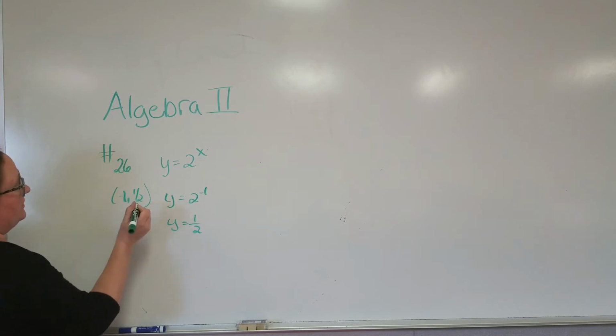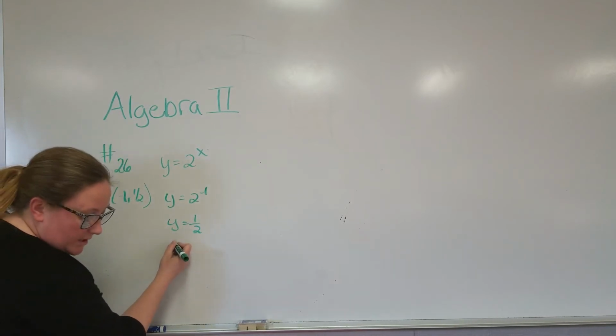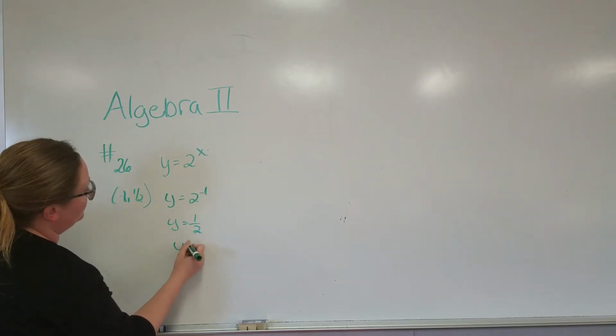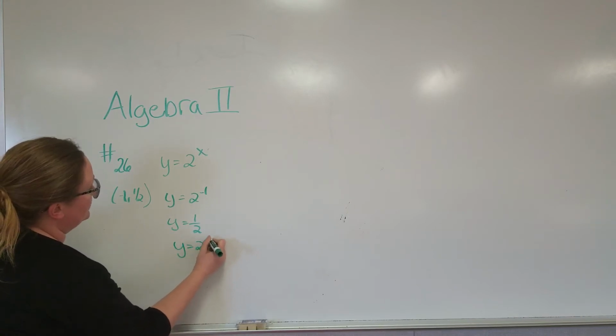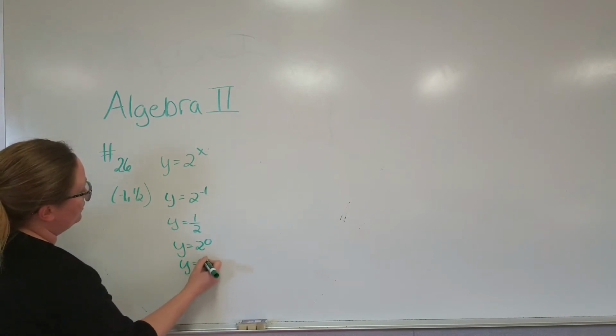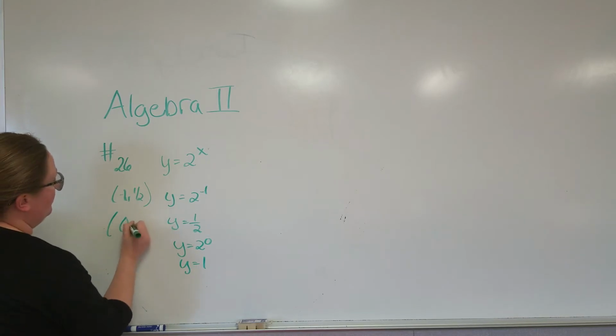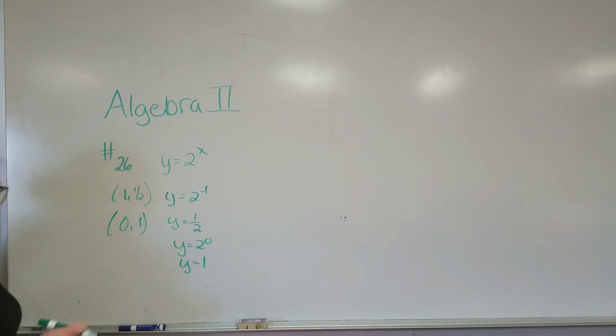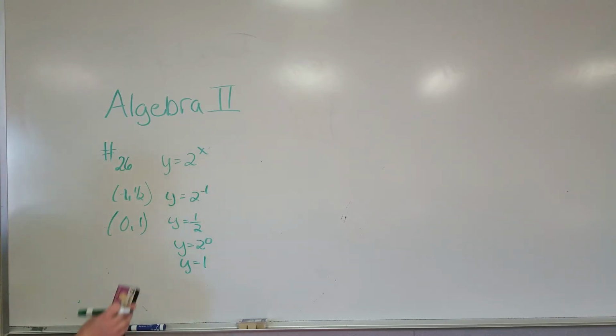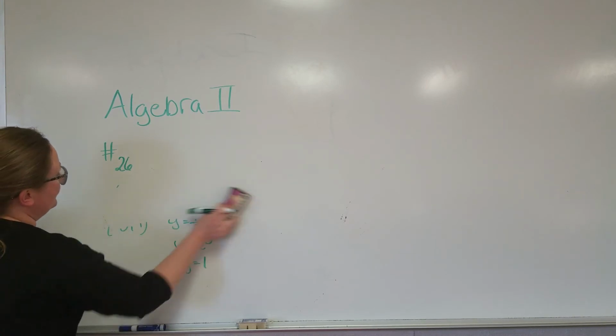And you have to do this with all of them. So the next one would be 0. y equals 2 to the power of 0. 2 to the power of 0 equals 1. So when x was 0, y is 1. And you're going to fill it out. And then problem number 27, you just have to put them on the graph, okay? Number 28, it's the same equation but backwards.